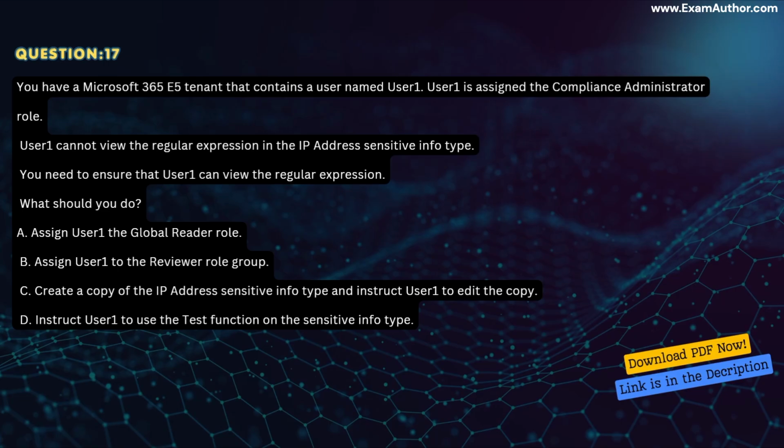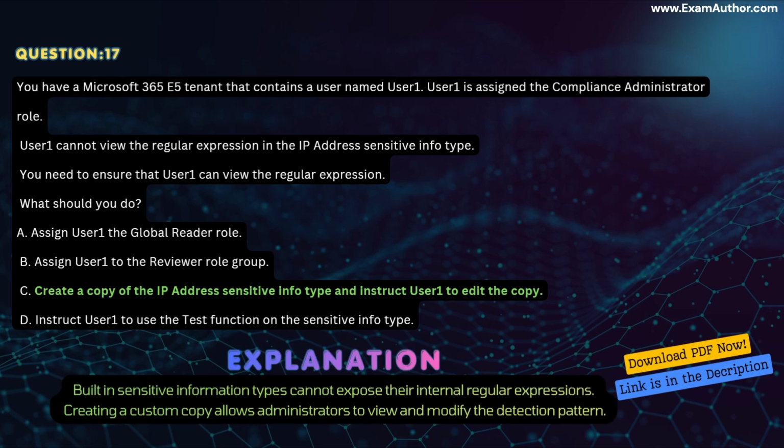A. Assign User1 the global reader role. B. Assign User1 to the reviewer role group. C. Create a copy of the IP address sensitive info type and instruct User1 to edit the copy. D. Instruct User1 to use the test function on the sensitive info type. The correct answer is C. Create a copy of the IP address sensitive info type and instruct User1 to edit the copy. Explanation. Built-in sensitive information types cannot expose their internal regular expressions. Creating a custom copy allows administrators to view and modify the detection pattern.